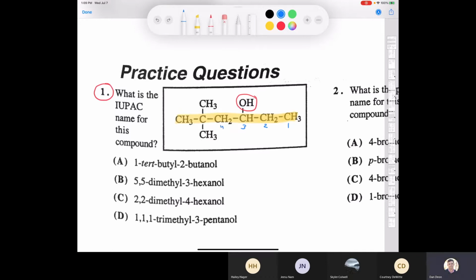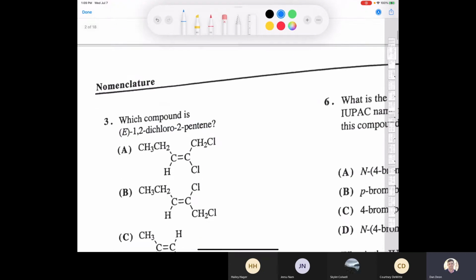So 1, 2, 3, 4, 5, 6. So we know this is some kind of 3-hexanol, and you can see that that's the only answer that has 3-hexanol. So it's got to be the right answer. And then we also see that we have the 5,5-dimethyl on there, and so the answer to number 1 is B.